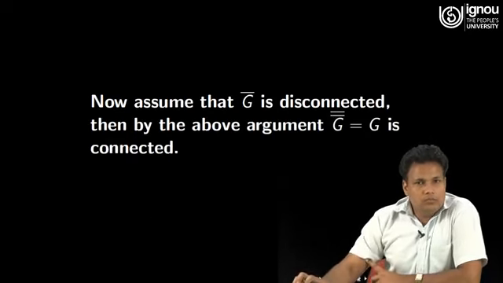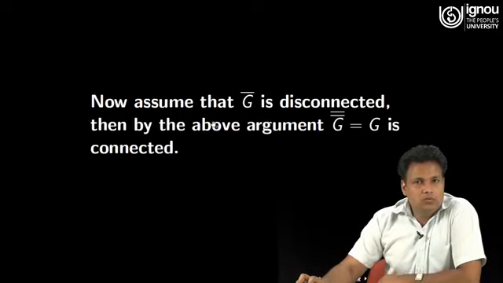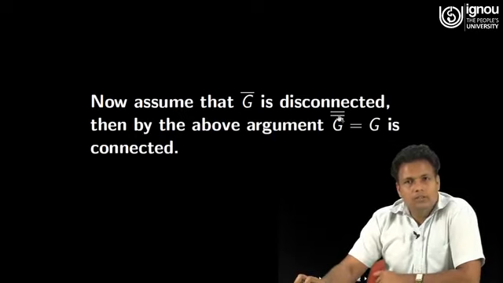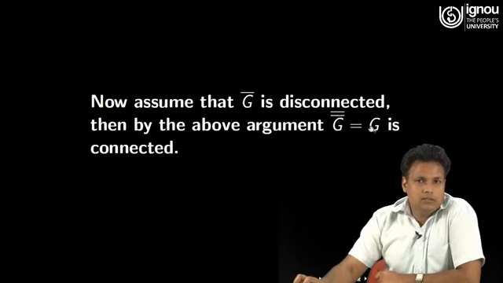Now, we shall assume that G bar is disconnected, and then we can use the same argument we have used above to show that the complement of G bar, that is the graph G itself, is also connected. So, thus we have proved that given any simple graph G, both G and G bar cannot be disconnected, at least one of them is connected.